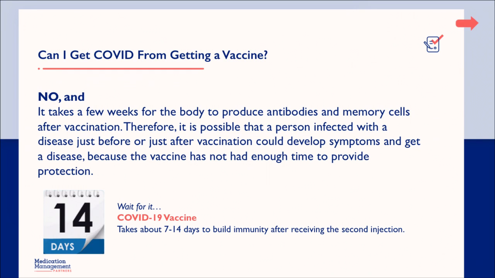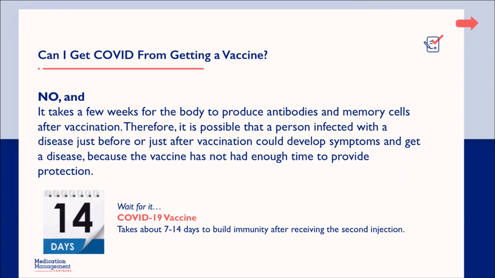This takes time. So if you're exposed to the SARS-CoV-2 virus, the virus that causes COVID-19 disease, right before you get the vaccine or shortly after you get the vaccine, you could still develop COVID-19 disease. Depending on the vaccine you get, it's going to take 7 to 14 days to build the strongest immunity against COVID-19. And that's 7 to 14 days after receiving that second injection.